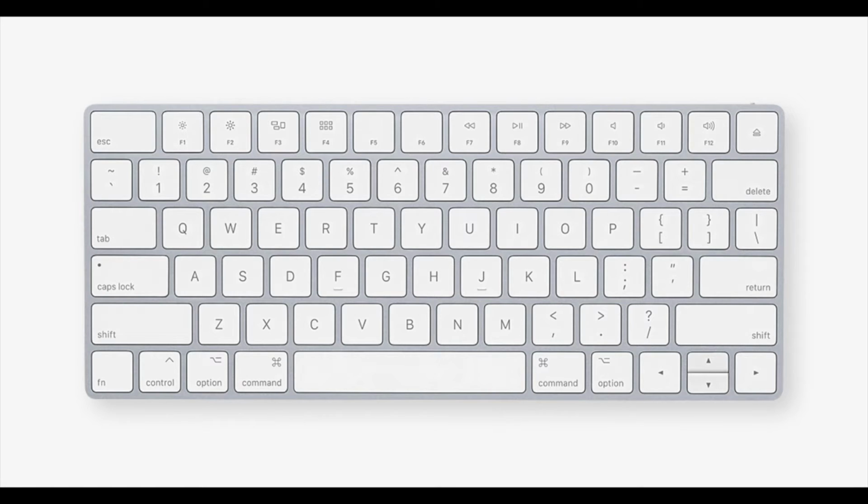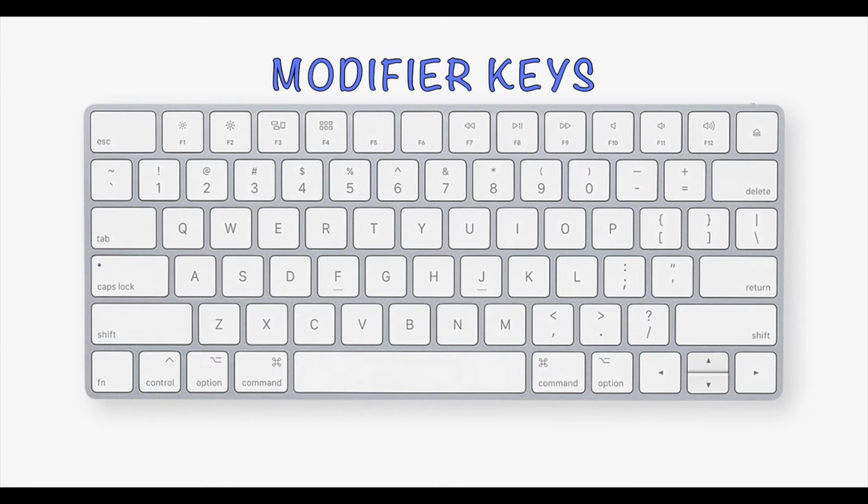Now, before we get started with the shortcuts, let's learn about modifier keys. Modifier keys, as the name suggests, are keys that, when pressed, modify the action of another key. So, for the sake of this video, we'll be using 4 modifier keys: Shift, Control, Option, and Command.